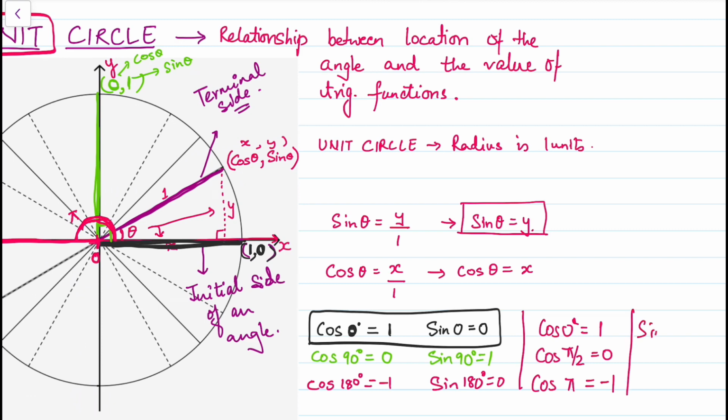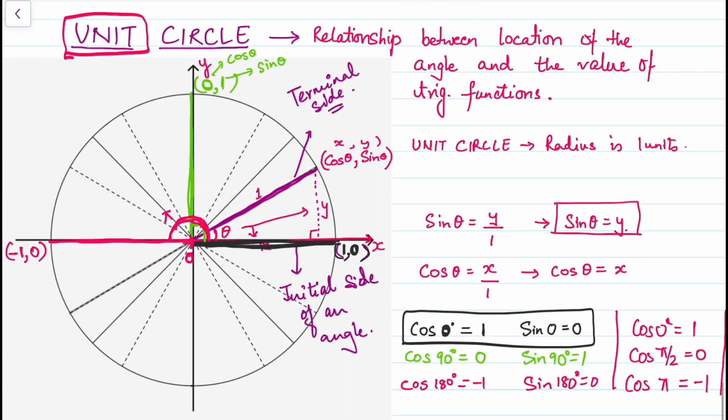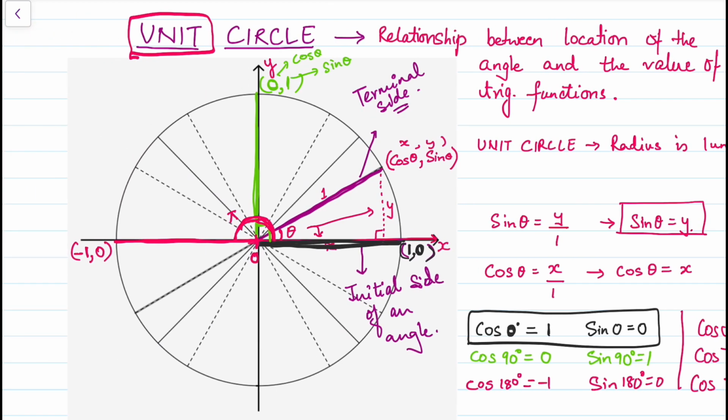And similarly, sine 0 radians is 0, sine pi over 2 is equal to 1, and sine pi is equal to 0 again, all right? So we are trying and we are getting a few values in there. Okay, now let's go another 90 degrees.